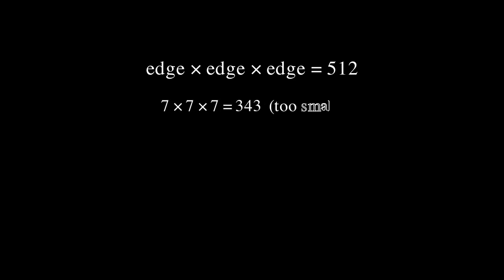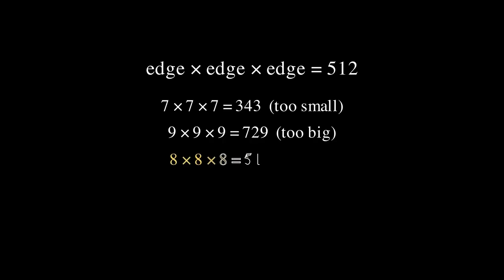7 times 7 times 7 is 343, too small. 9 times 9 times 9 is 729, too big. So it's between 7 and 9, meaning it's likely 8. Let's test 8. 8 times 8 times 8 is 512, an exact match. So each edge of the gift box is 8 inches long.